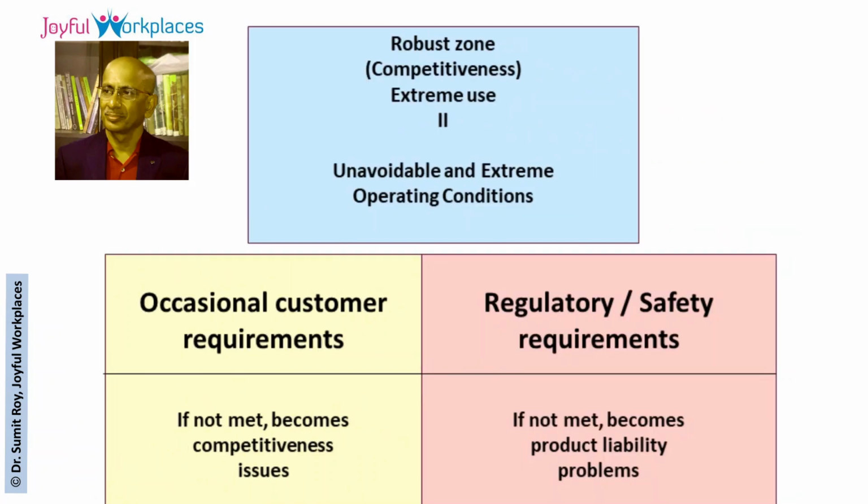So here we can see the extreme use zone, which is coming under the unavoidable practices, must-do practices. This is the competitiveness zone, as I said earlier, and this is unavoidable and extreme operating condition combination. So this can be of two types. One is that an occasional customer requirement may happen. For example, sometimes in the extreme peak summer season, the temperature, the mercury, touches somewhere around 45 plus. So if the product does not meet it, this becomes a competitive issue.